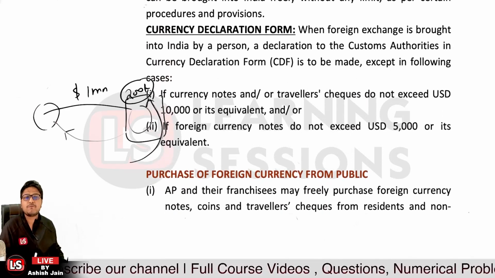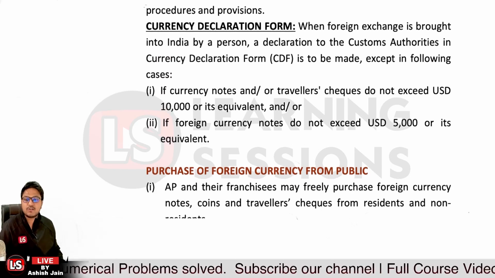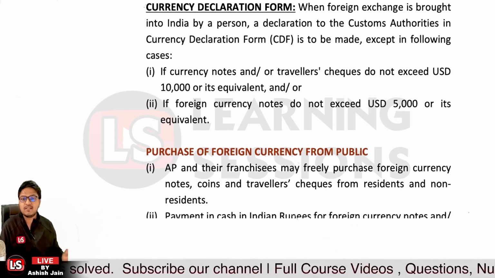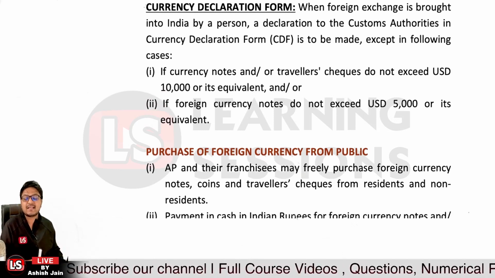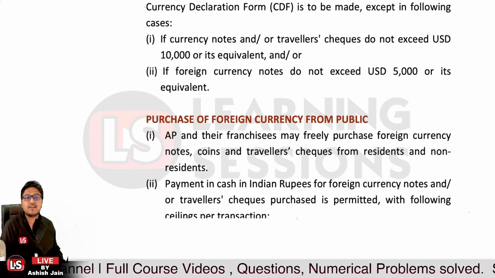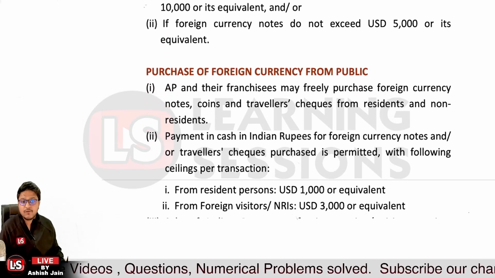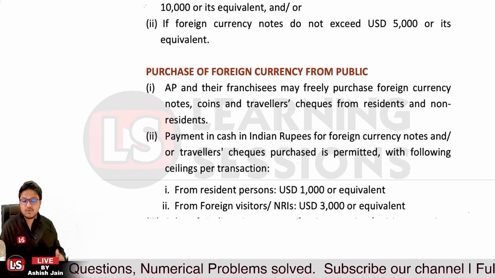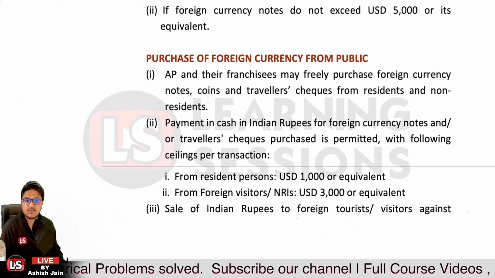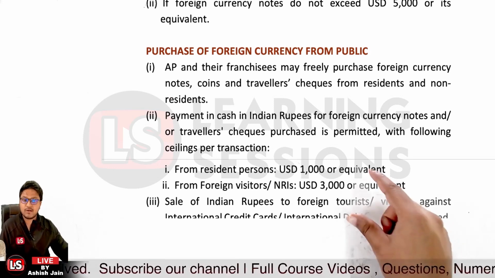Then it's related to purchase of foreign currency from the public. Now, whatever authorized persons or their franchisees are there, they're actually free to purchase foreign currency notes, coins, and traveler checks from residents and non-residents. And the payment in cash in Indian rupees for foreign currency notes or traveler checks is permitted, but the following ceilings are there. First of all, from a resident person, we can receive USD 1,000 or equivalent only, and from foreign visitors, we can receive USD 3,000 or equivalent only, and the payment in Indian rupees can be made up to that particular extent only.